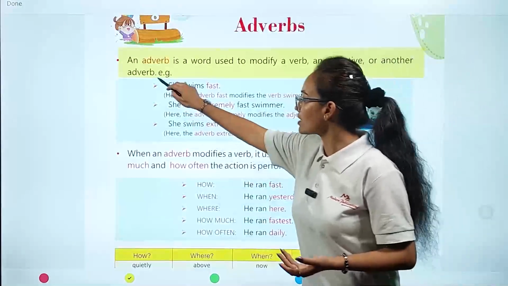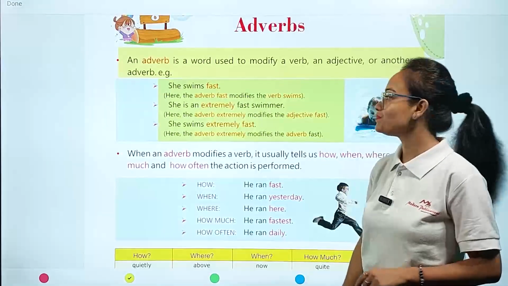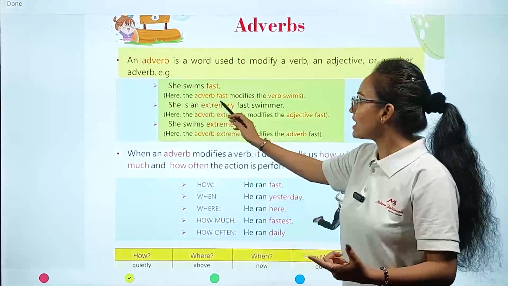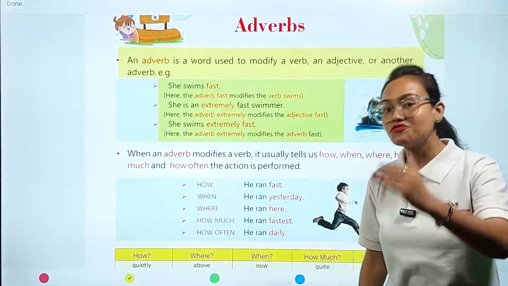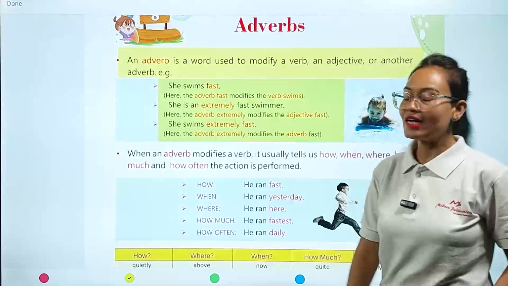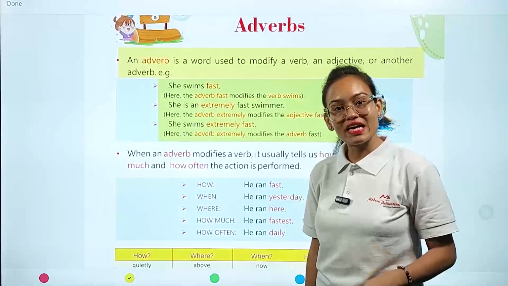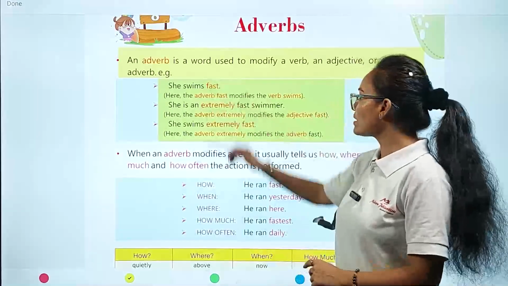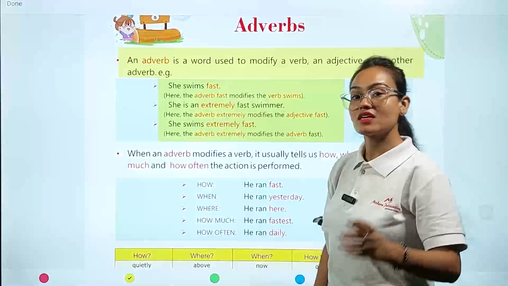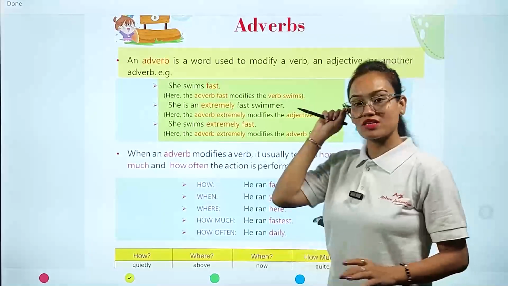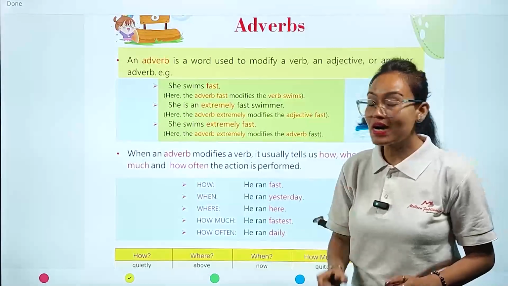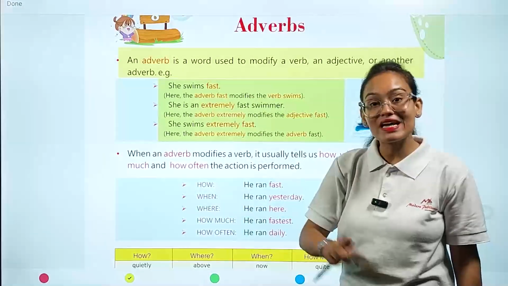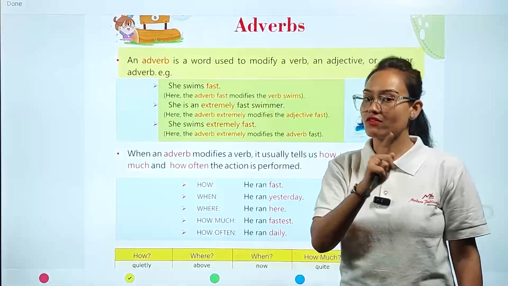Example, you can see here. These are all examples which show the adverb. She swims fast. Here, my dear students, you can see the adverb word which is fast. It modifies the verb word swims. This sentence is completed with only three words: she is the pronoun, swims is the verb, and fast is the adverb. She swims is also a complete sentence, but the word swims is modified by another kind of word called an adverb, fast.